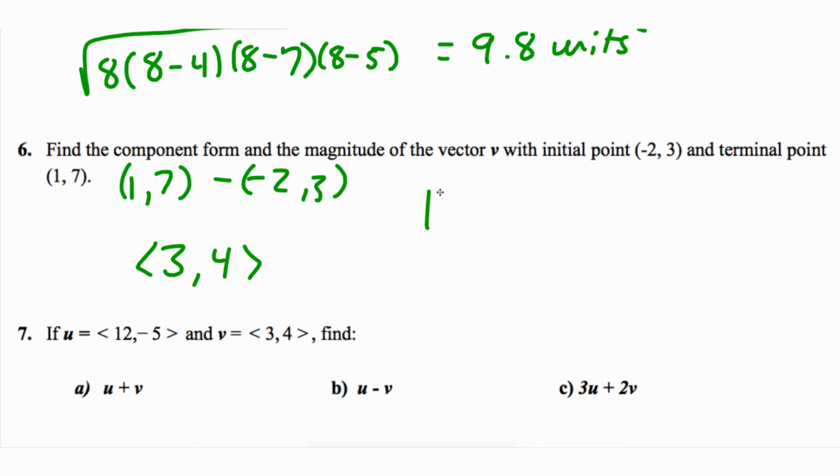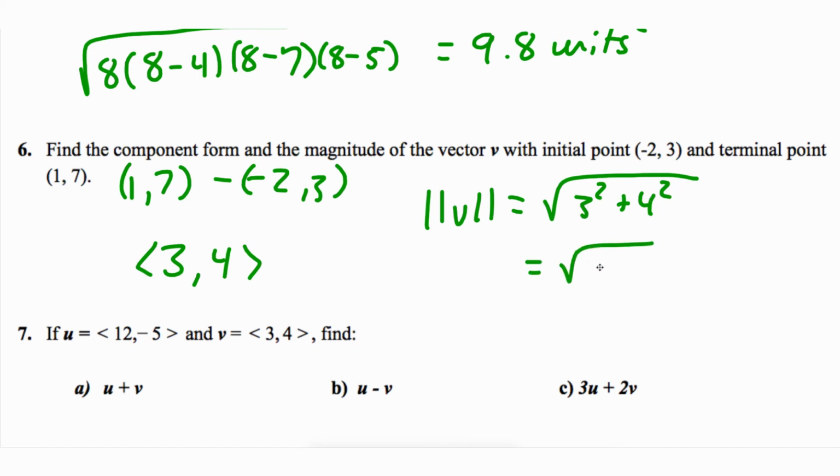Now, in order to find the magnitude of vector v, we're going to go with the square root of, using our component form, 3 squared plus 4 squared. 3 squared is 9, 4 squared is 16. If we add those together, we get the square root of 25, which is just 5. So the magnitude of vector v is 5.